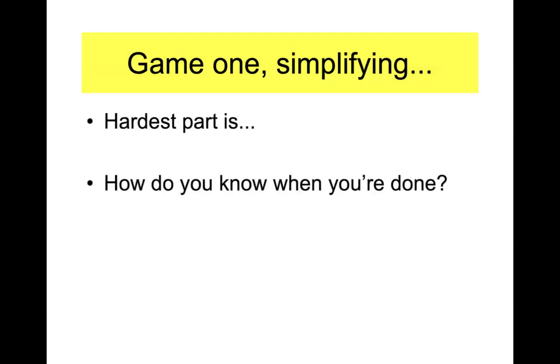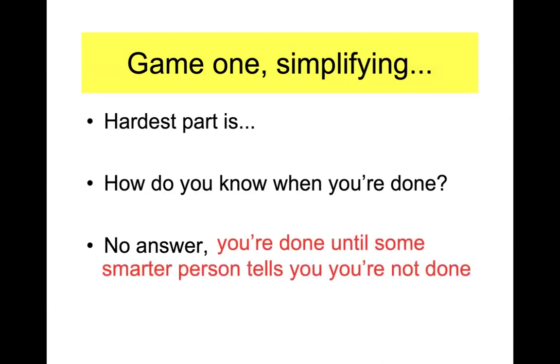All right, so the easiest game of them all is the simplifying game. And I'll just say you've done simplifying before. The hardest part of simplifying is knowing that you are done. How do you know you're done? I'll make an example here of something that you know. Well, there's truly no answer that you're done. You're done when you think you're done, unless somebody smarter than you tells you you're not done.